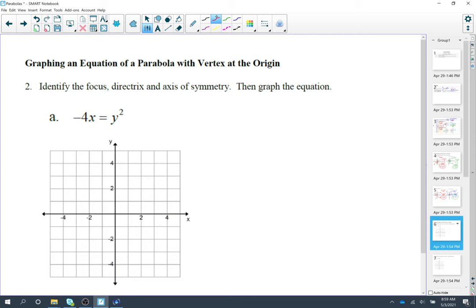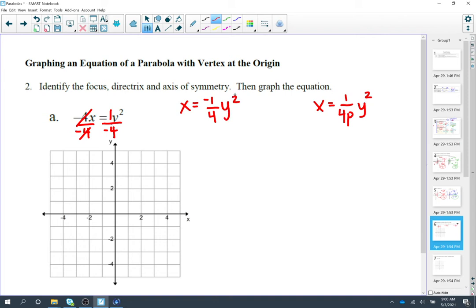Now, the first thing I'm looking at in this equation is the fact that this starts with a negative 4x. Typically, in our standard form equation, we have just x equals 1 over 4p y squared. Well, in this case, I have a negative 4. So the first thing I'm going to do is get rid of that, and I'm going to divide both sides by negative 4. That's going to leave us with x equals negative 1/4. I'm just rearranging here because there's a 1, y squared.